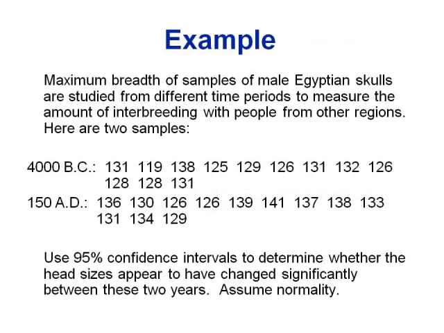Let's look at an example where we have the head breadths from some Egyptian skulls from different time periods, and we want to see if it looks like head sizes have changed over time. So we have a data set from some skulls from 4000 BC, and then we also have some from 150 AD. We're going to assume that it's a normal distribution so that we're able to continue even though the samples are very small, and we're going to do 95% confidence intervals on both so that we can compare them.